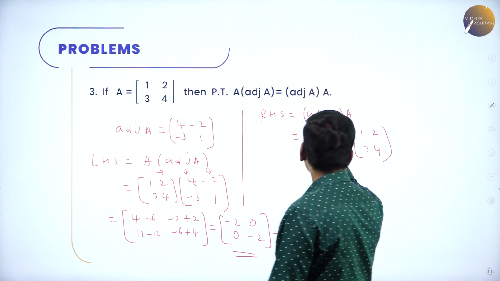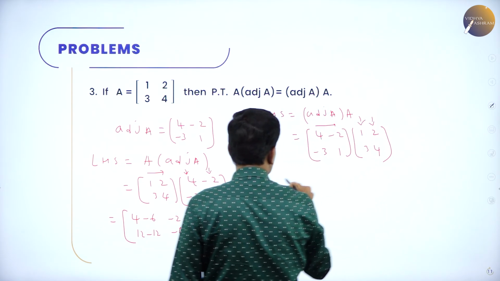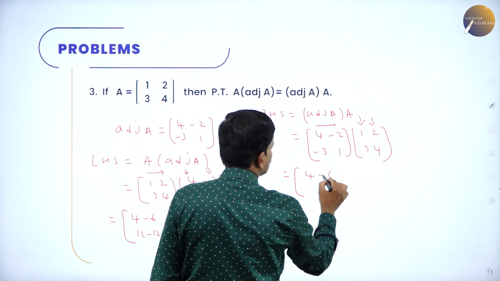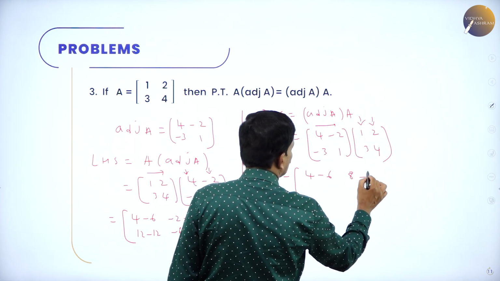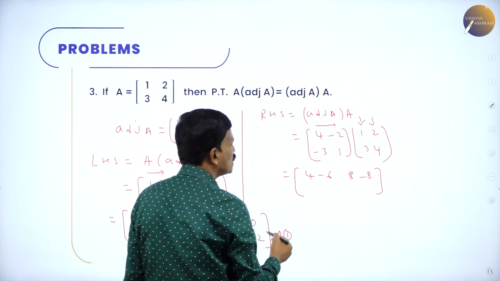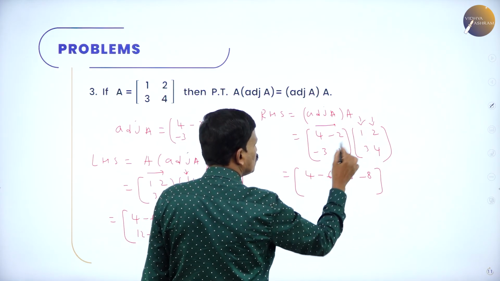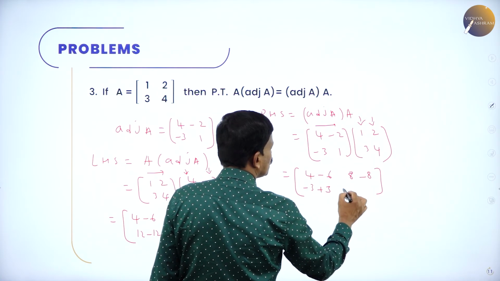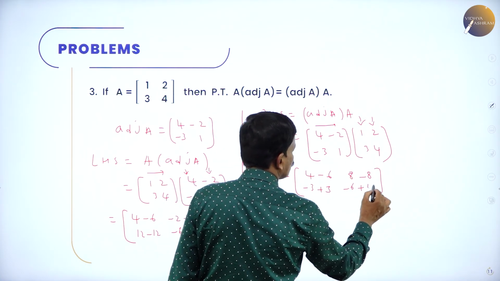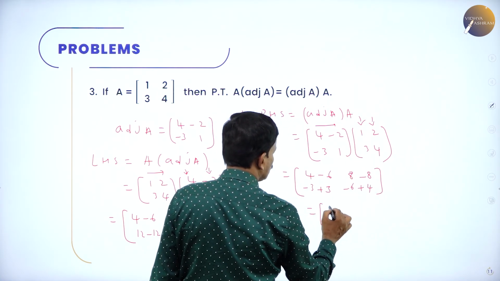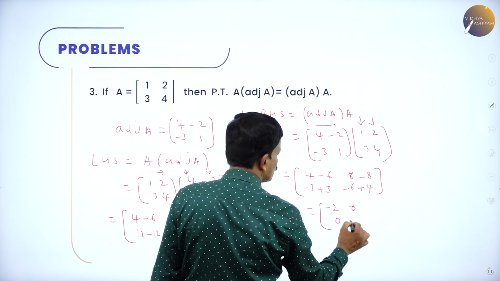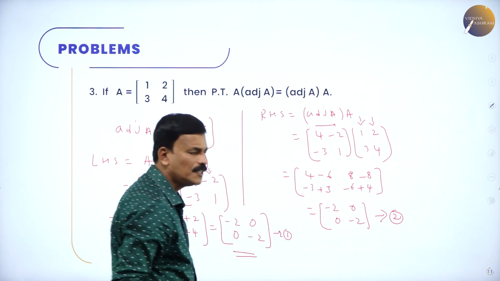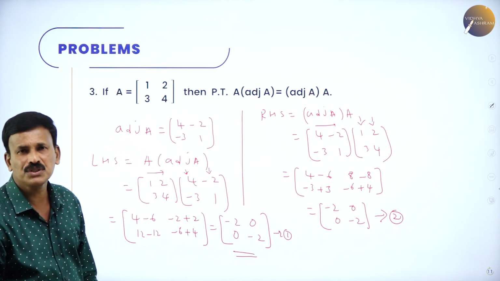Simplify this the same way, first row, first column, second column, matrix multiplication. 4 1s are 4, minus 2 3s are 6, 4 2s are 8, minus 2 4s are 8, 8 minus 8. For this row and this column, minus 3 1s are 3, plus 1 3s are 3, again minus 3 2s are 6, plus 1 4s are 4. This is equal to minus 2, 0, 0, minus 2. Equation number 2.